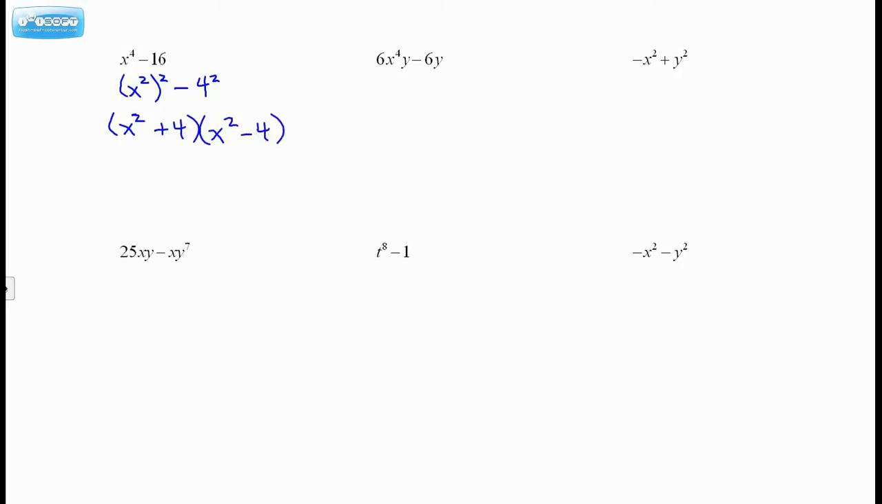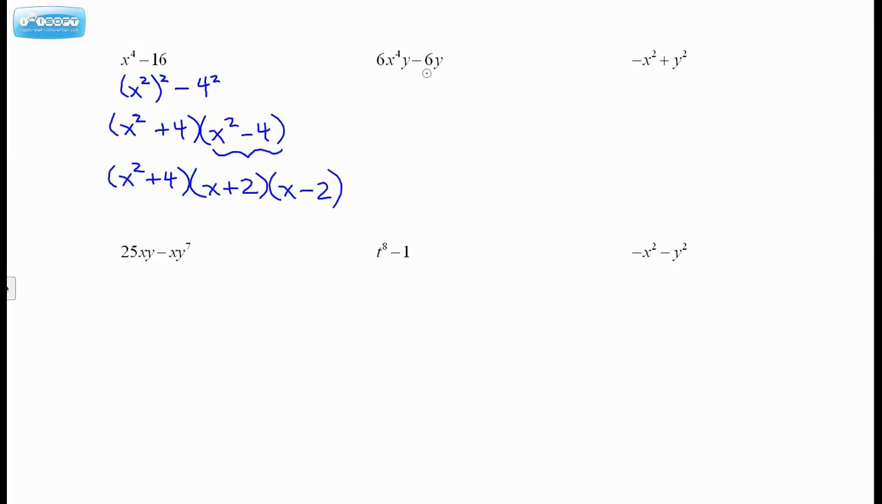Okay? Now you might be tempted to stop here, but look, this is still a difference of squares. So we always want to keep going as much as possible. This happens to be a sum of squares. Those are not factorable. So there's nothing I can do. So that remains x squared plus 4. But this can be broken down further to x plus 2, x minus 2. So there's a little bit more factoring involved, but still difference of squares.